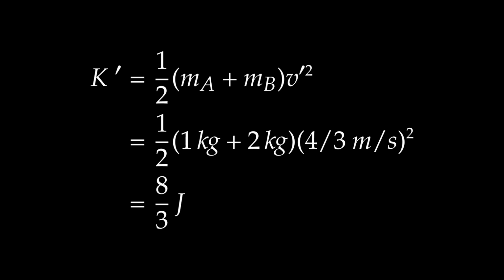Final kinetic energy, K prime. The final kinetic energy is going to be 1/2. Now the objects are stuck together as one mass, so it's MA plus MB times the final velocity, V prime squared. Well, what's this when I calculate with numbers? MA plus MB is 3, so it's 3/2 times what squared? Well, V prime is 4/3, and I have to square that, and that works out to 8/3. Yeah, 16/9 times 3/2 is 8/3 of a joule.